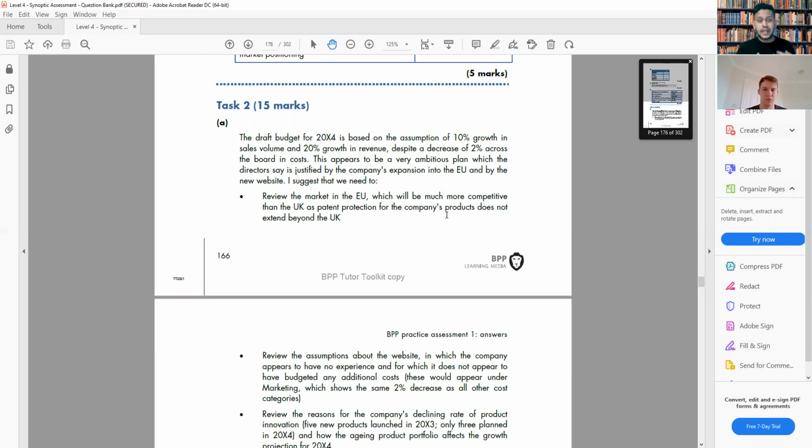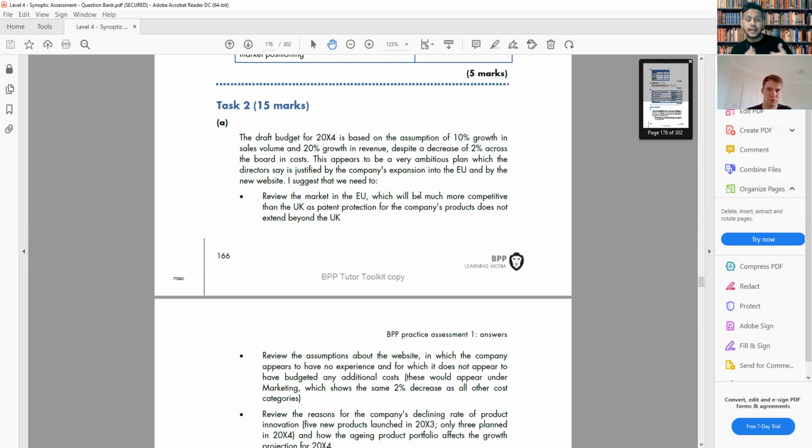So what happened? In the budget, they are saying the sales will grow 10% in volume, the units, and the revenue will increase 20%. But based on the scenario, it just looks like your expectation is really high. Why? Because the market is very competitive.